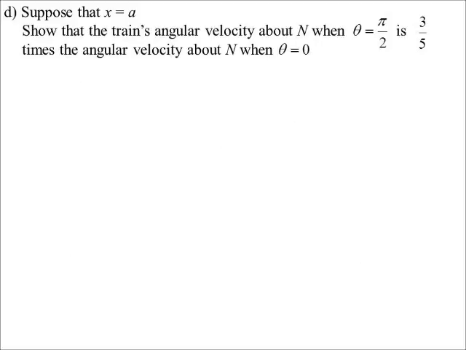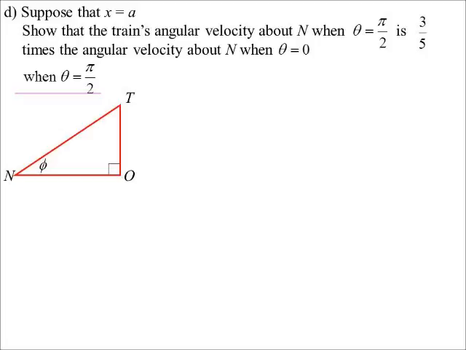Suppose that x equals a. So it's the same distance as the radius. We're now going to show that its angular velocity about N, when θ is π/2, is 3/5 the angular velocity when θ is 0. So let's look at the two cases. θ is now π/2. Well, if θ is now π/2, we have this situation.